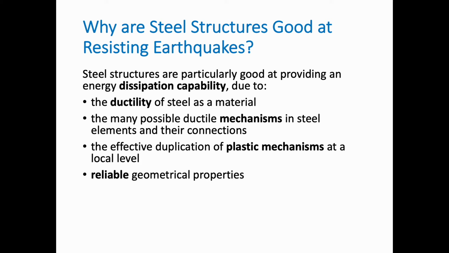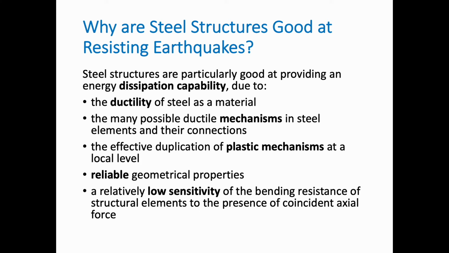The other thing is that steel is prefab, and it means that it has reliable geometric properties, which is extremely important. That's something that we can apply more globally, and we can standardize things, as opposed to what is happening with concrete, where every size of member can be completely different. And lastly, a relatively low sensitivity of the bending resistance of structural elements to the presence of coincident axial force.